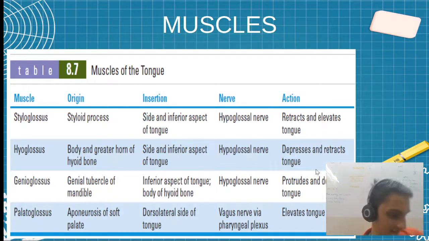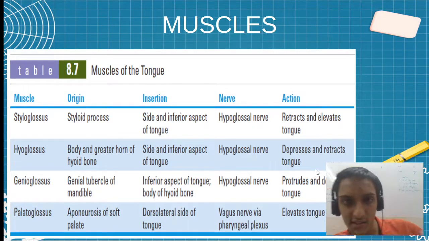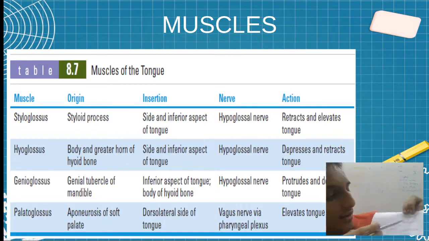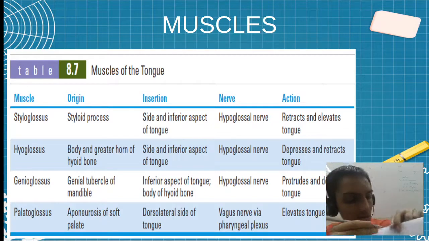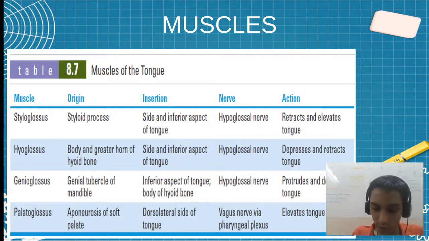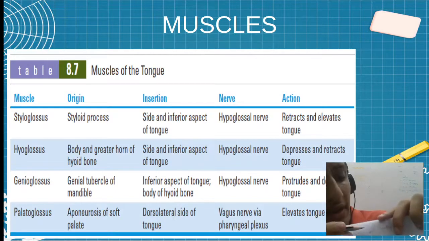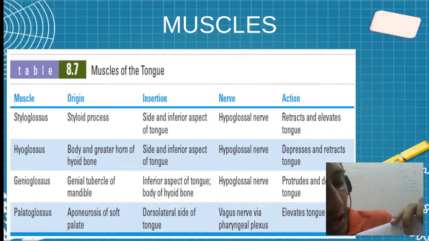So for functions, I have an easy trick for you to remember the functions. Please see this. Now, see now. For styloglossus, you can remember. So I will tell you what these arrows over here are. This is elevation, up arrow. Here the down arrow is the depression. Forward arrow is protrusion. Back arrow is the retrusion.